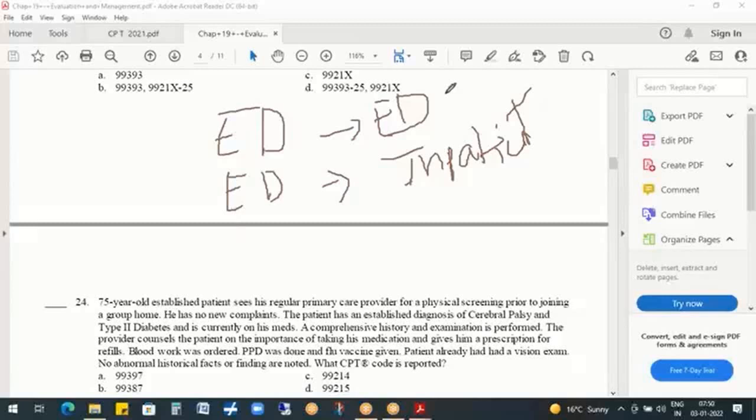Next point. If any 2 key components are not from the same level, code to the second lowest level.